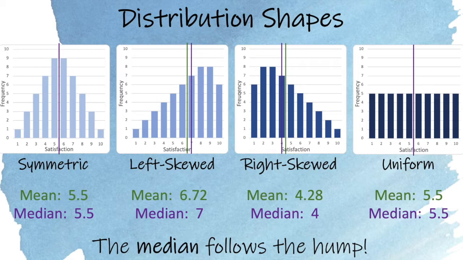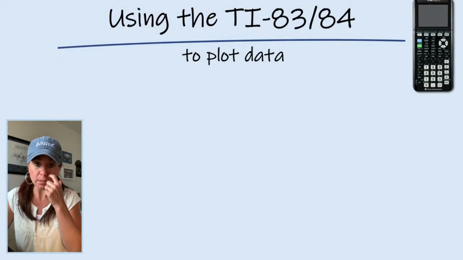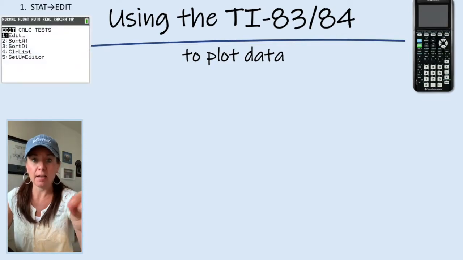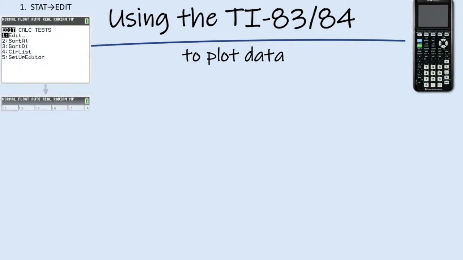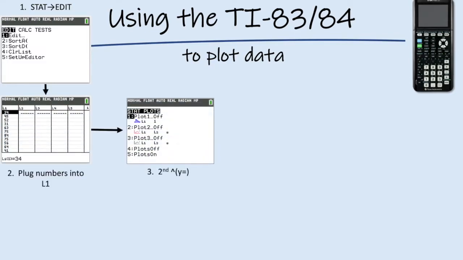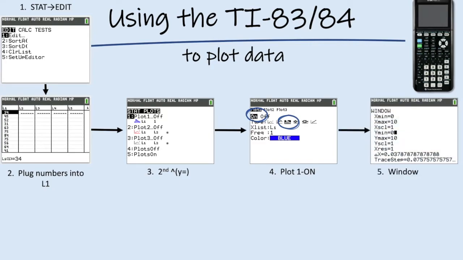Now, if you don't want to do all this by hand, we can do this on a graphing calculator. So to do it on the graphing calculator, first thing you're going to do is stat edit, okay? And we're going to plug the numbers into list 1. And then we go to stat plot. So you go second y equals. And in there, you're going to do the plot on, and then you're going to tell it that you want a histogram, okay?